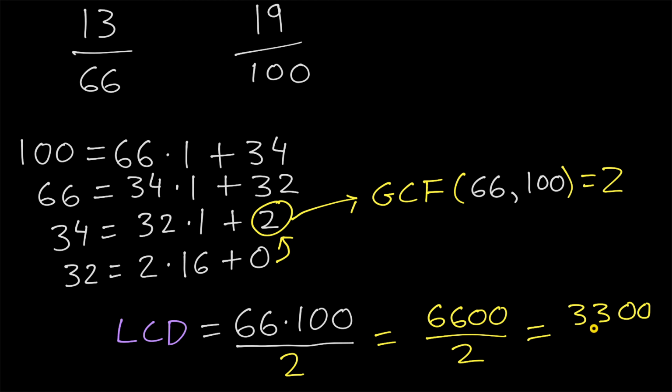So 3,300 is the lowest common denominator for 13 over 66 and 19 over 100. So now you know how to find the lowest common denominator using the greatest common factor, also known as the greatest common divisor.